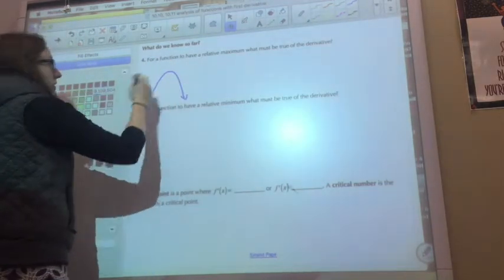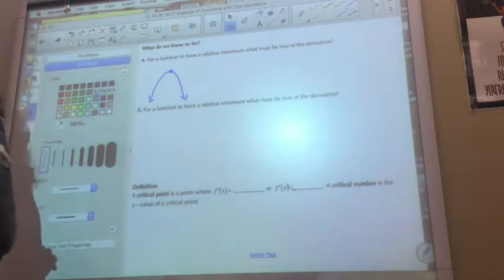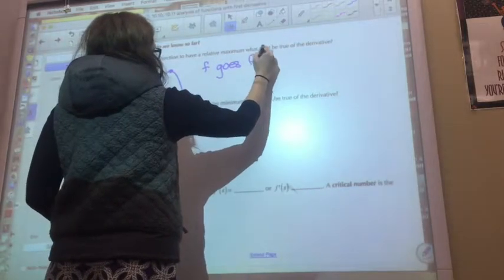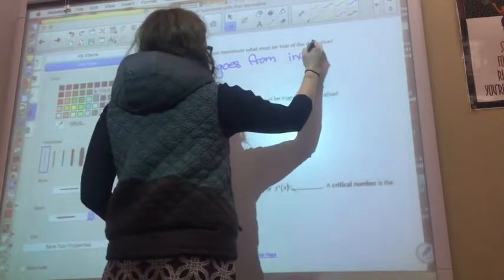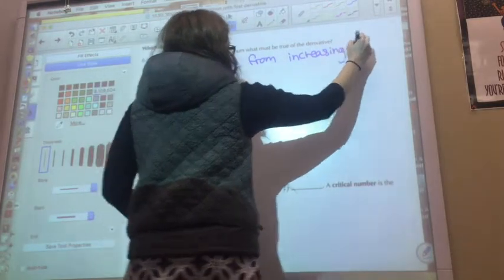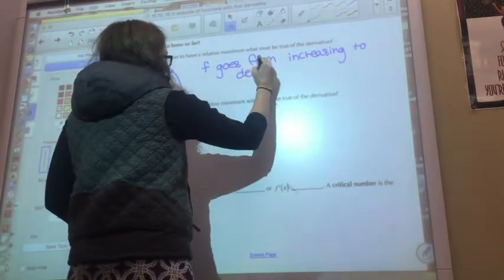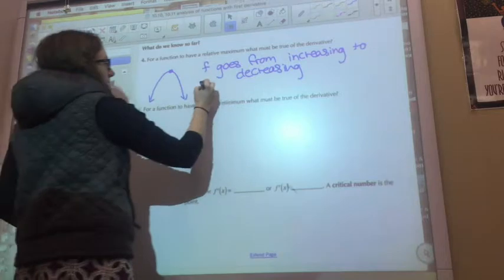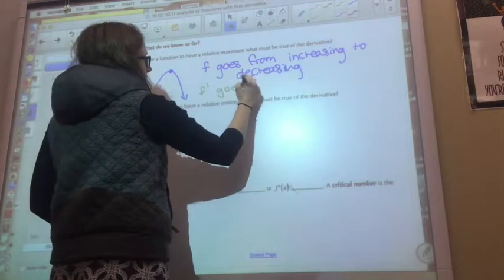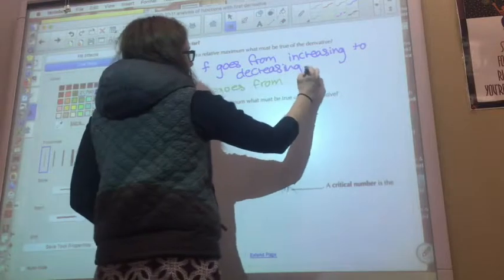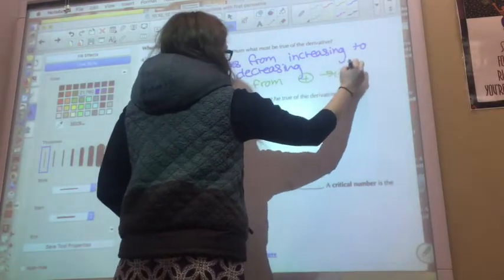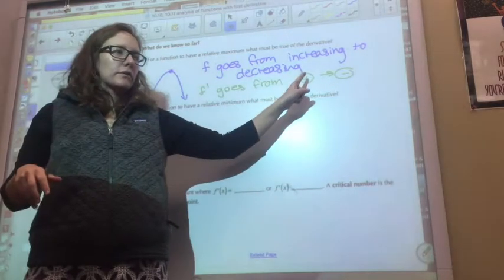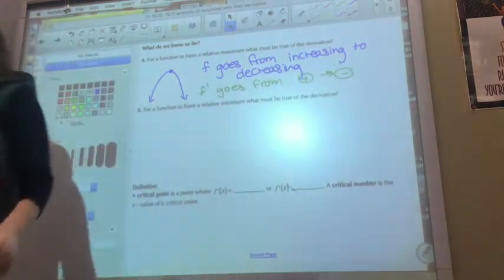I absolutely love that. So if we talk about a maximum, a relative maximum right here, we know that f goes from increasing to decreasing. And if f goes from increasing to decreasing, then f prime goes from positive to a negative. Are you okay with me just abbreviating positive with a plus sign and negative with a minus sign? Okay.